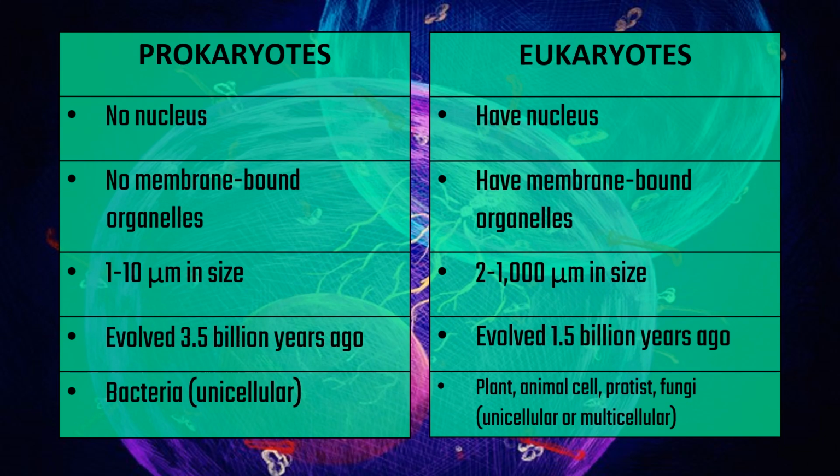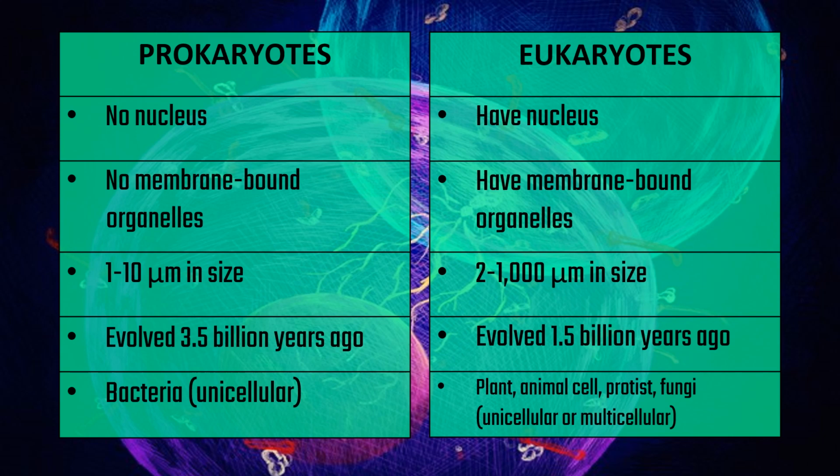Prokaryotes do not have a nucleus, while eukaryotes have. Prokaryotes do not have membrane-bound organelles, while eukaryotes have. Prokaryotes range from 1 to 10 micrometers, while eukaryotes range from 2 to 1000 micrometers. And it is believed that prokaryotes evolved around 3.5 billion years ago, while eukaryotes evolved around 1.5 billion years ago.